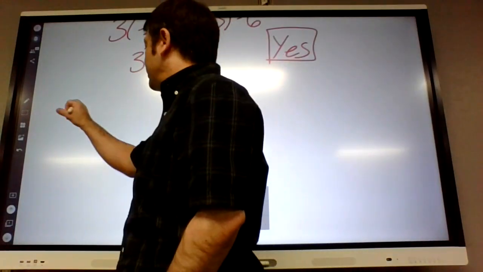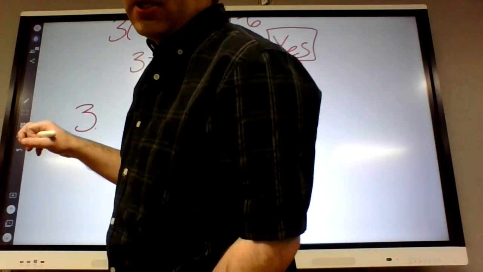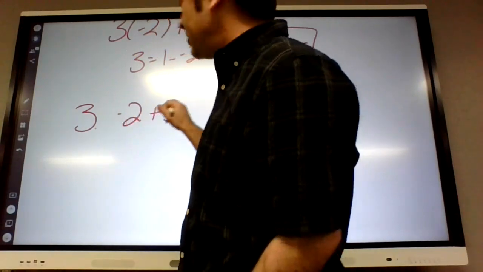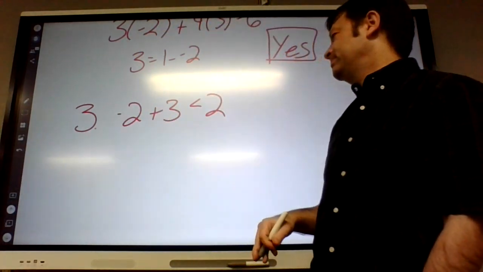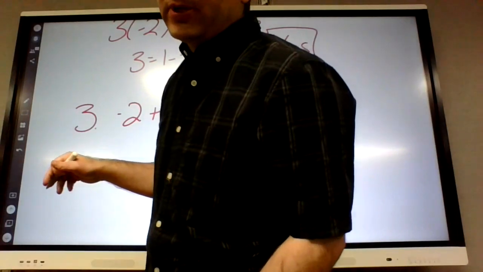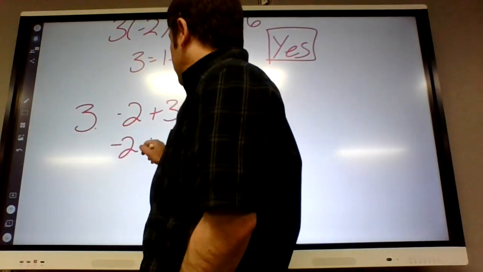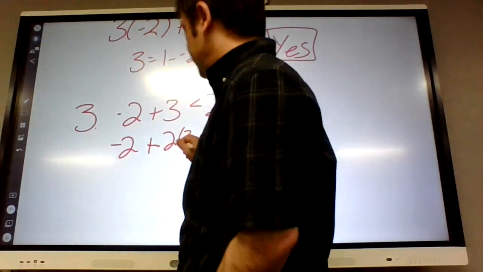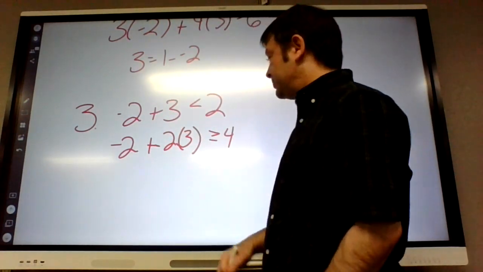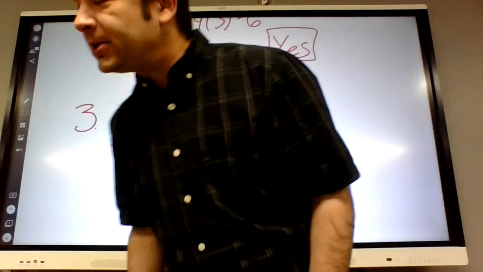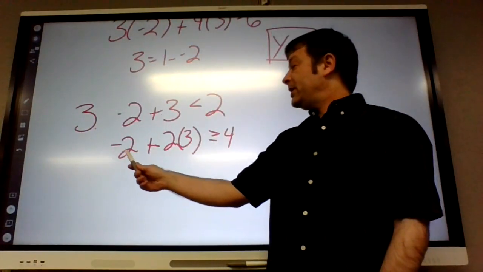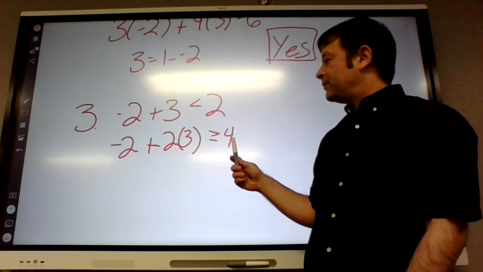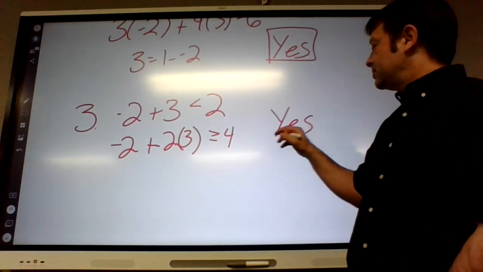What's different about number 3? It's a greater than less than thing. Yeah, it's an inequality. So negative 2 plus 3, is that less than 2? Yeah, I believe it is. And then on the other one, negative 2 plus 2 times 3 is greater than or equal to 4. Did I write that one right? Yes, I did. Okay, if I plug in negative 2, 3 there, that's 6 plus negative 2 is 4. Is 4 greater than or equal to 4? Yes. So that one's a yes too.